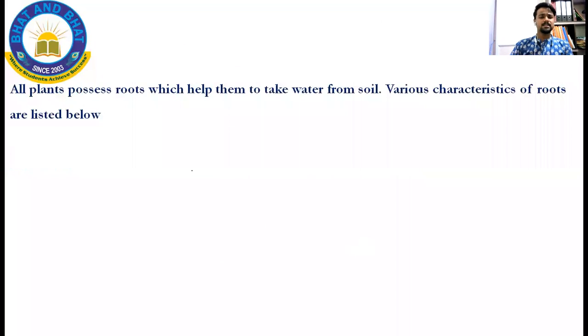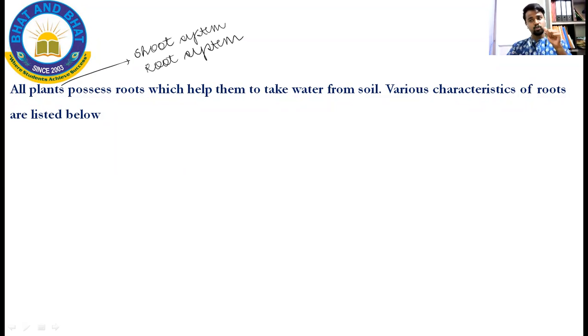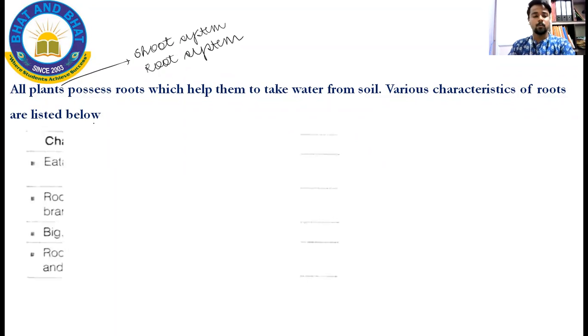So all plants possess roots. Basically plants exhibit two kinds of system. First one we call the shoot system, and the second one the root system. Clear now? What are the two kinds of system that a plant must possess? Shoot system and root system. All plants possess roots which help them take water from the soil. Various characteristics of roots are listed below.